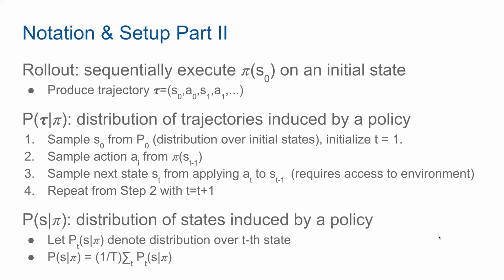A rollout is when you sequentially execute a policy starting from some initial state, and you produce a trajectory of state action pair sequences. So tau in the first bullet point is the rollout trajectory. It's the trajectory obtained from rolling out pi from state S naught, and it's just the sequence of state action pairs. Sometimes I should note that this trajectory also includes the reward. So you get a state, you get an action, you get the reward you got in that state, and so forth. So the trajectory rollouts can also include rewards that we obtain for each state action pair.